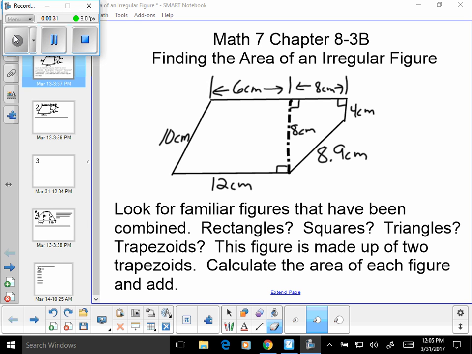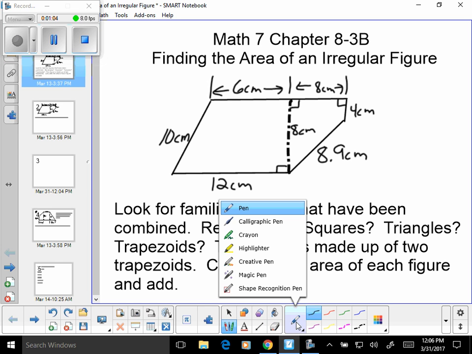What we're going to do is when we look at our figure like this, we need to look for something that's familiar, things that have been combined to make this one. We look for rectangles, then we take base times height. We look for squares, we can use base times height. We look for triangles, we can use 1/2 base times height. We look for trapezoids, we just talked about that formula in lesson 8.3a, 1/2 the sum of the bases times the height. If we really look carefully, this particular figure is actually made up of two separate trapezoids.